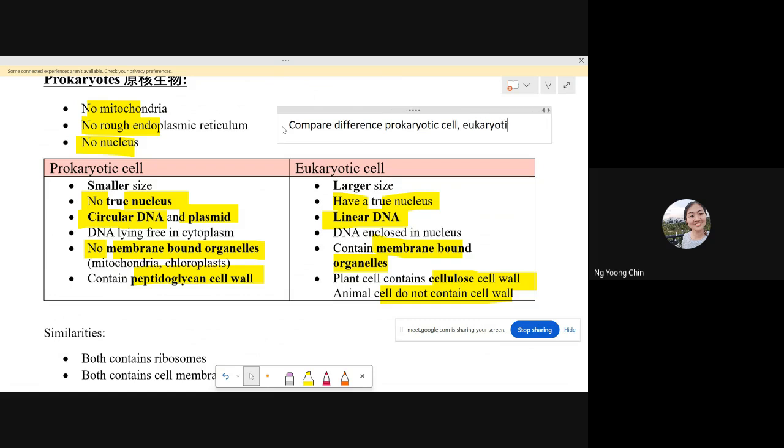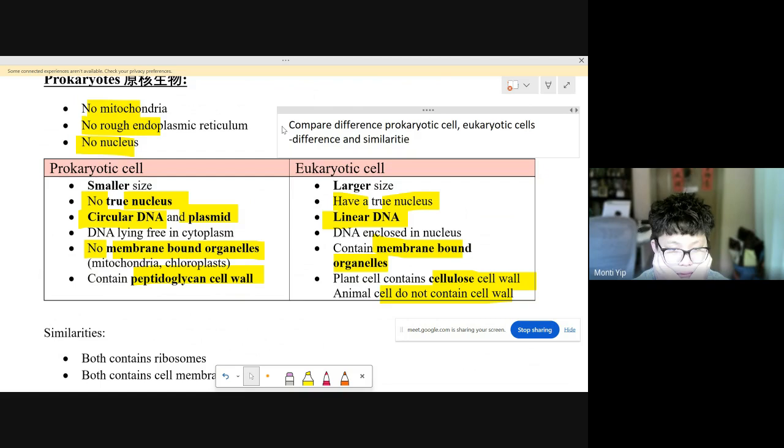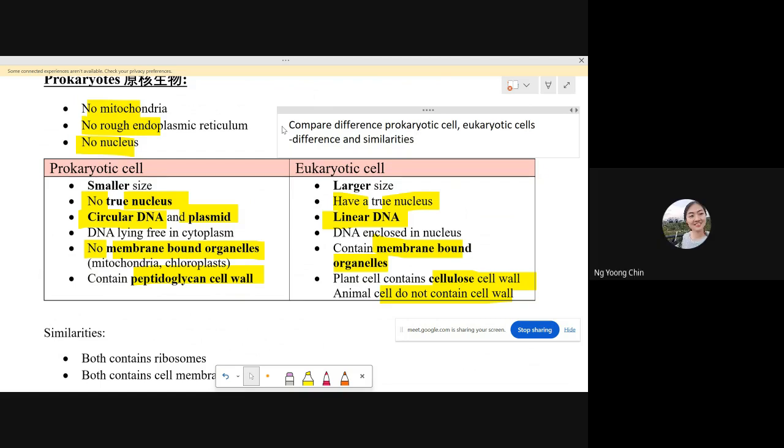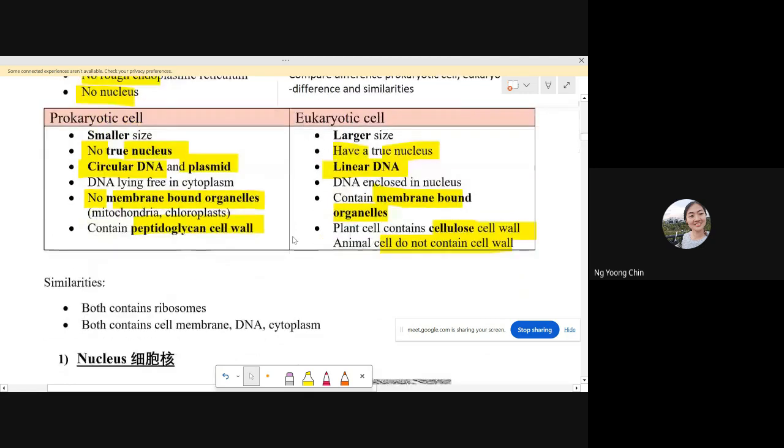So when the question asks you to write about compare, you should write the difference and similarity. You should include both difference and similarity. Maybe for difference you can write about 3 points, for similarity you can write about 2 points. Understand? You should write both. You cannot write all difference. Okay, so this is similarity.